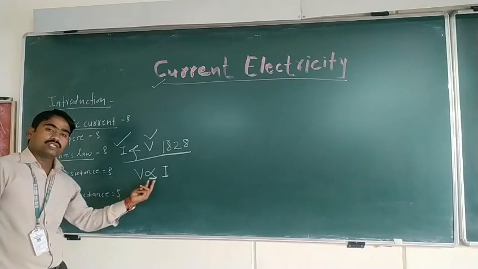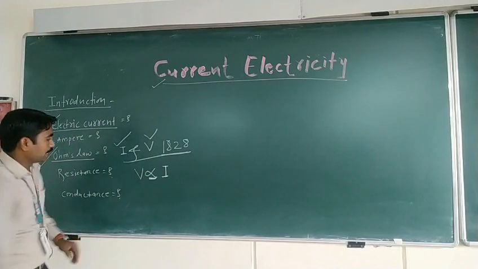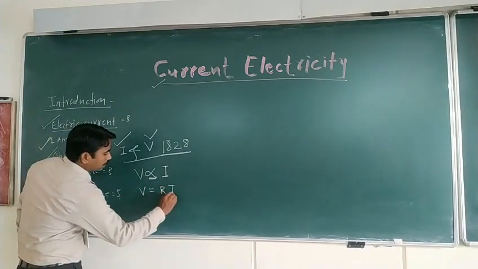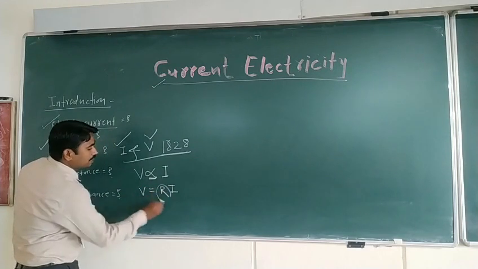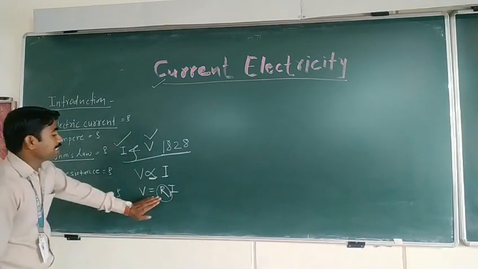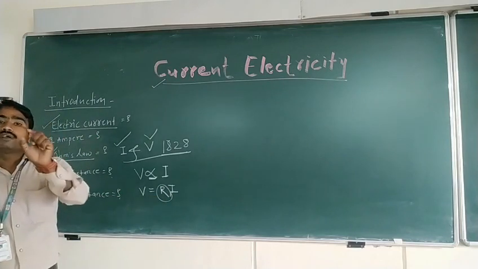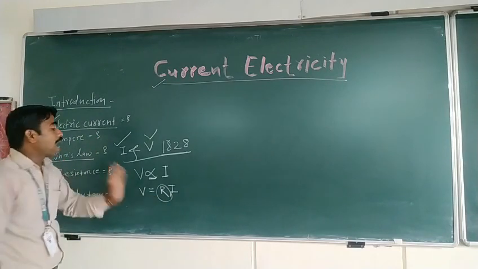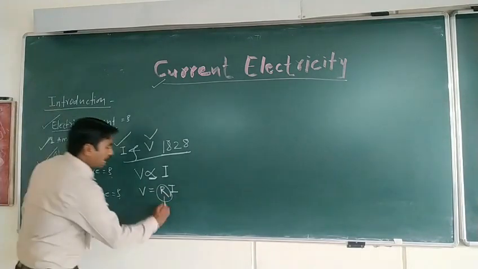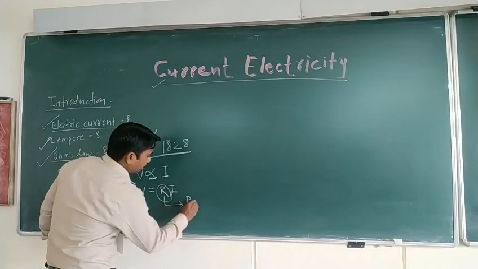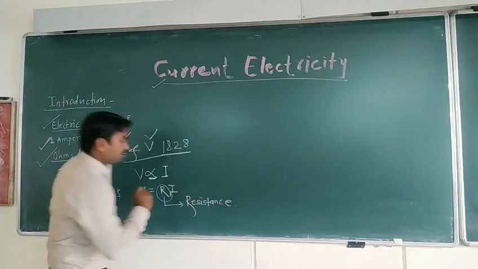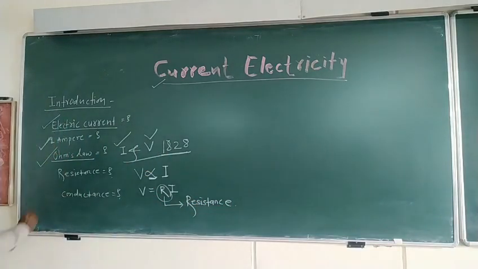We remove the proportionality sign, then we get V is equal to R into I, where R is called the constant of proportionality. R indicates the constant of proportionality, and it is called resistance. This constant is called resistance. Then what is meant by resistance?